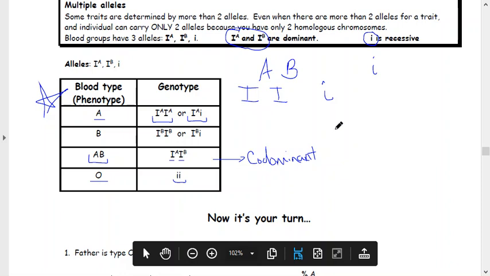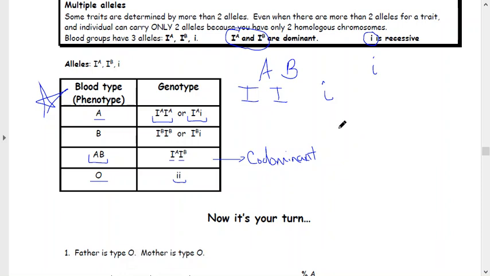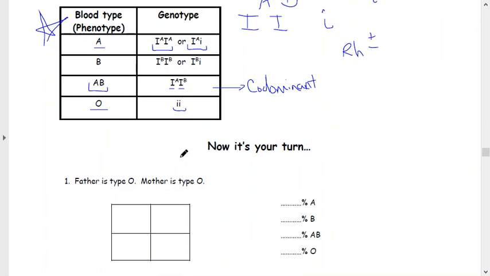There is an additional factor that you can have, called the RH factor. In addition to having this blood type, you can either have the RH factor or not. You can be positive for it, meaning you have it, or negative for it, meaning you don't. There's a little bit more info about blood types that we're not going to cover. This is just the basics when we talk about multiple alleles.